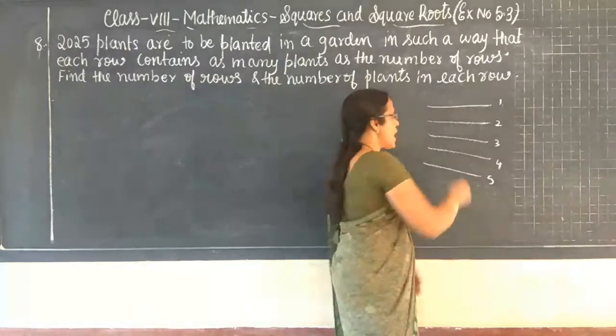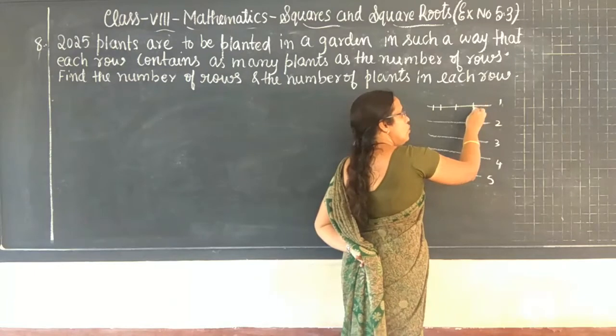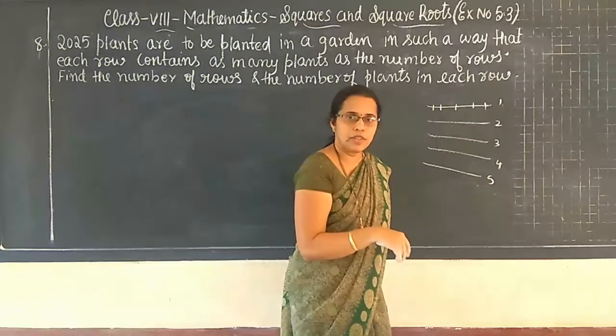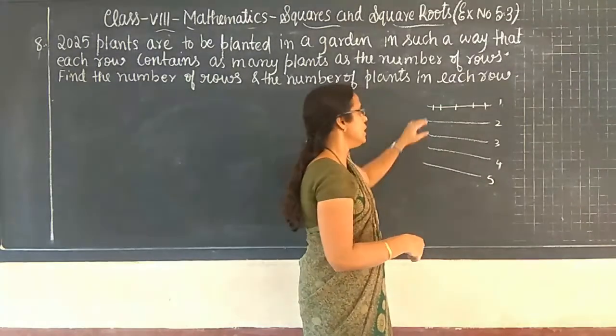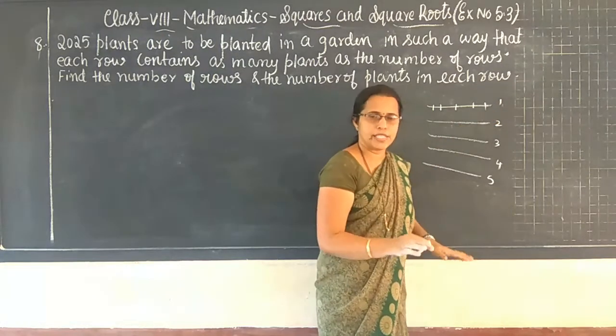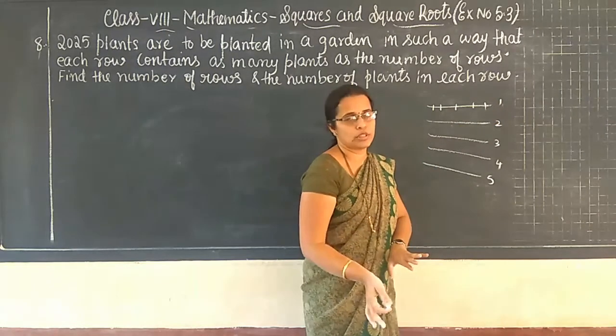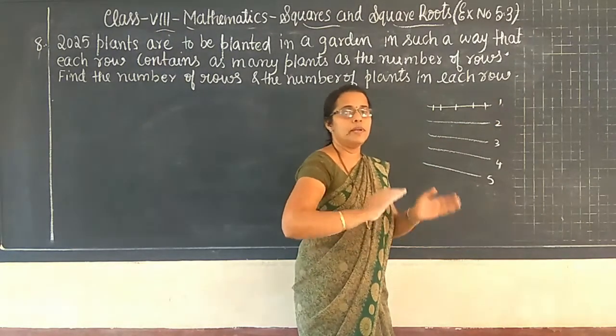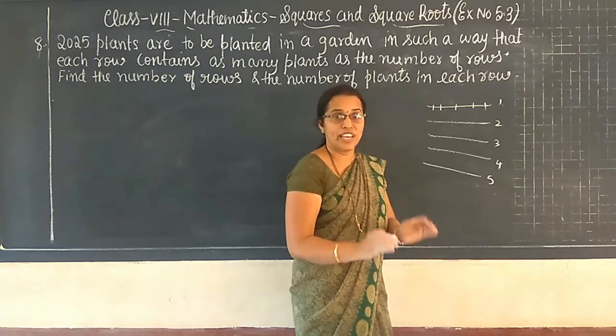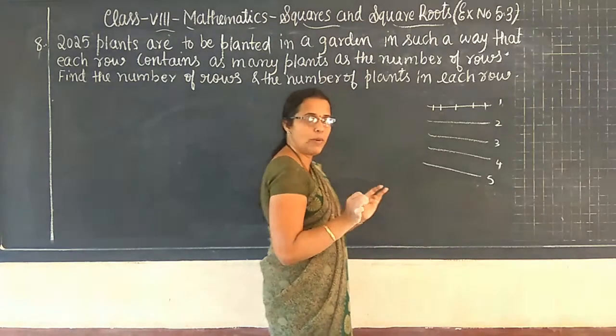That many plants you have to plant. Means 5 rows are there, each row 5 plants, like this. If 10 rows are there, each row 10 plants. Same number of plants as the rows. How many rows are there? That many plants you have to plant in each row. That is the main thing. Can you make out, children?